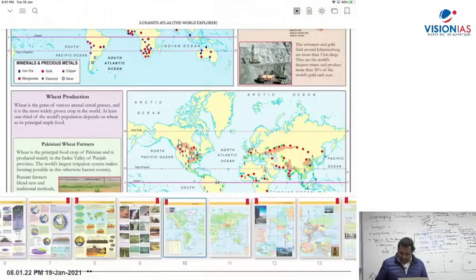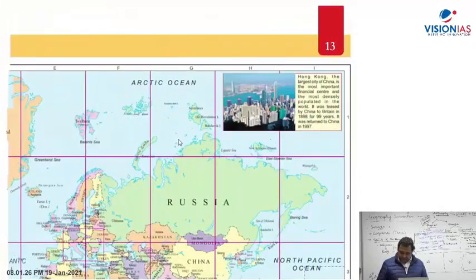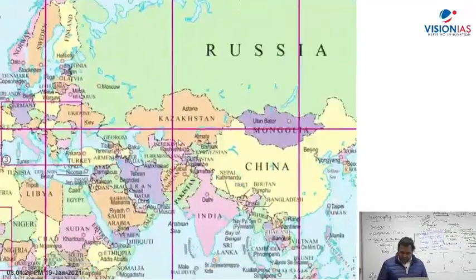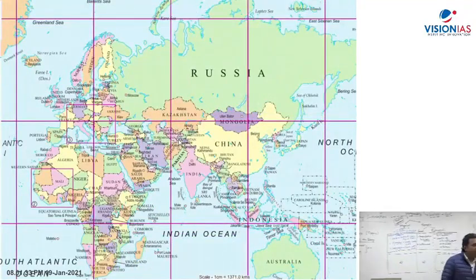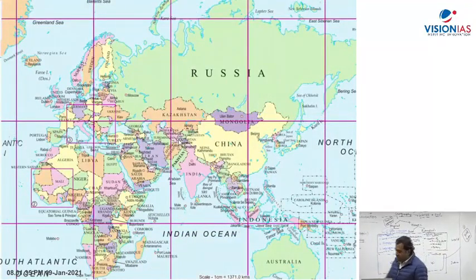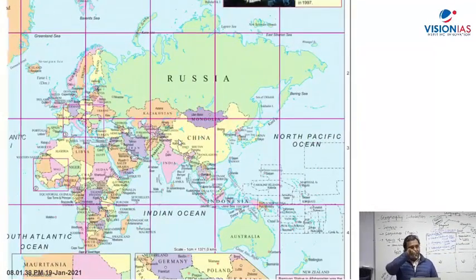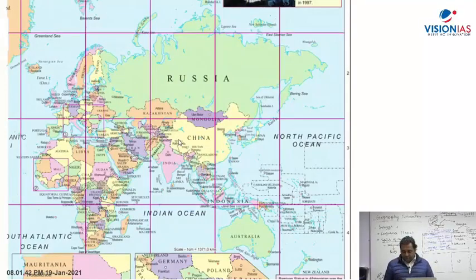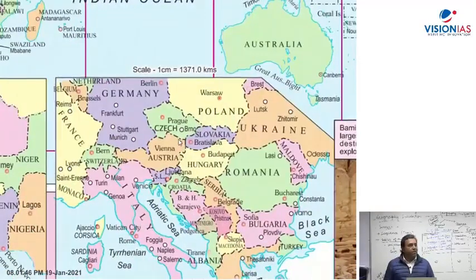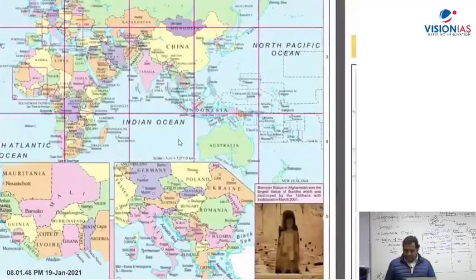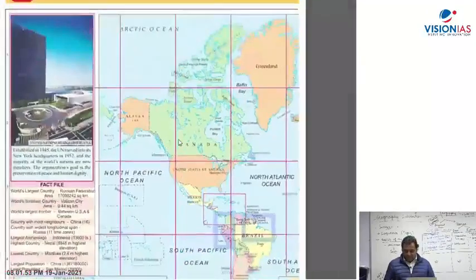In your atlas you will have two types of maps. One map will be like this, where different countries are given. You can see in this map. This map where countries are given is called a political map. Why? Because a country is a political formation, not a geographical formation. So wherever the countries are given, that's a political map. See here, Canada, USA, all the boundaries are given.